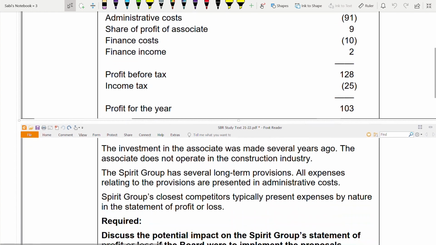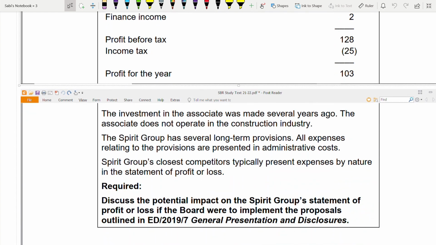Now the investment in the associate was made several years ago. The associate does not operate in the construction industry. It's very important: several years ago, and does not operate in the construction industry. They have long-term provisions, and all expenses, where is it recognized? Under admin cost for the provisions. And if you see the closest competitor, they present expenses by nature.